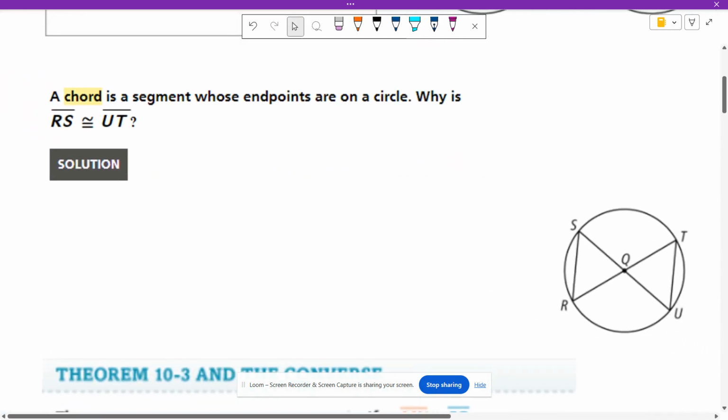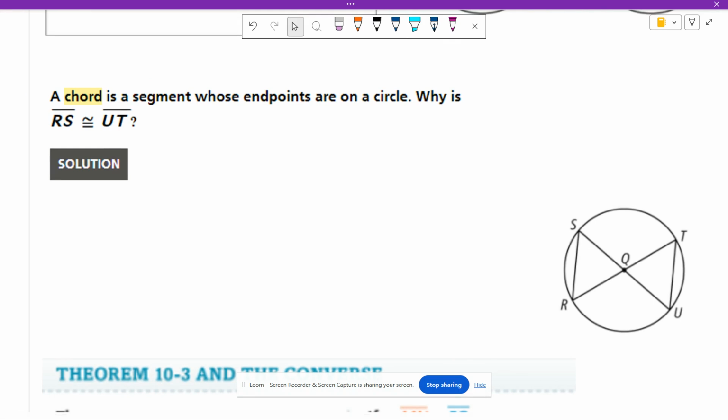Well, a chord is a segment whose endpoints are on the circle. So SR is a chord, TU is a chord, SU is a chord, TR is a chord. Those are all chords of the circle. So is SQ a chord? Nope. That's a radius. Same as TQ, QU, and QR are radii.